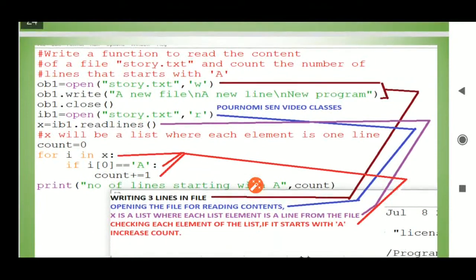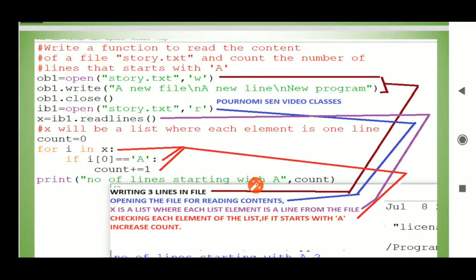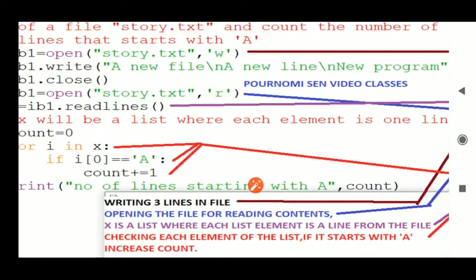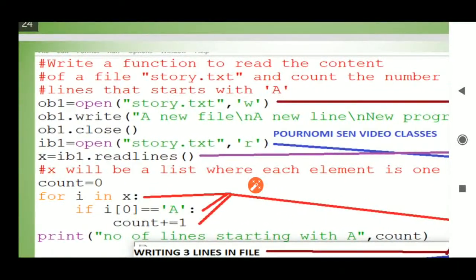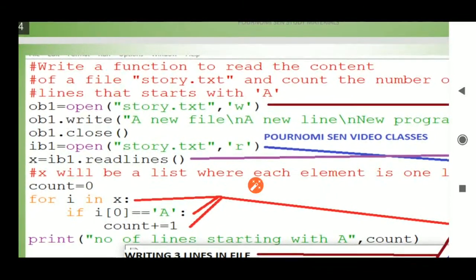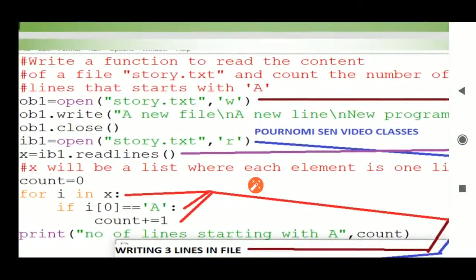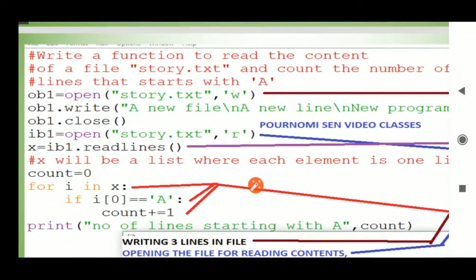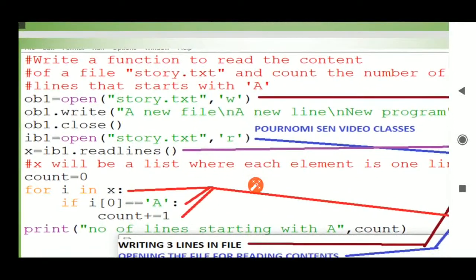Yes, so this is the program for it. We'll discuss each and every line from here. Okay. So the question we have written is: write a function to read the content of a file story.txt and count the number of lines that start with A. That means you need to understand that you have to read the content of a file line by line.